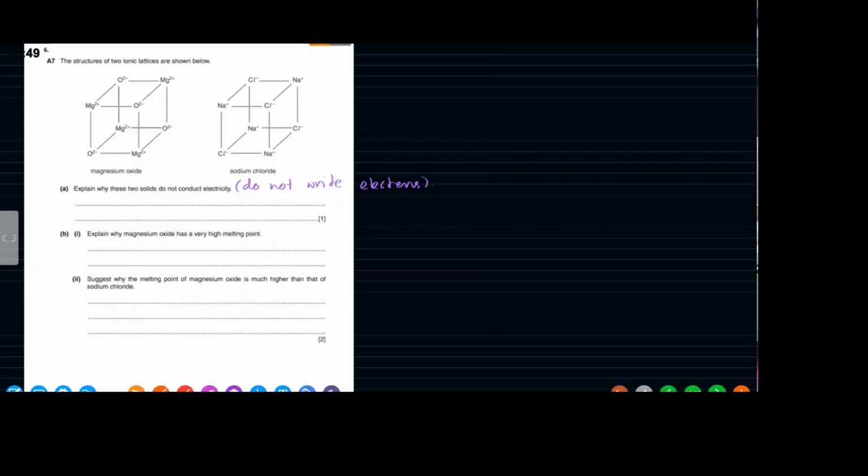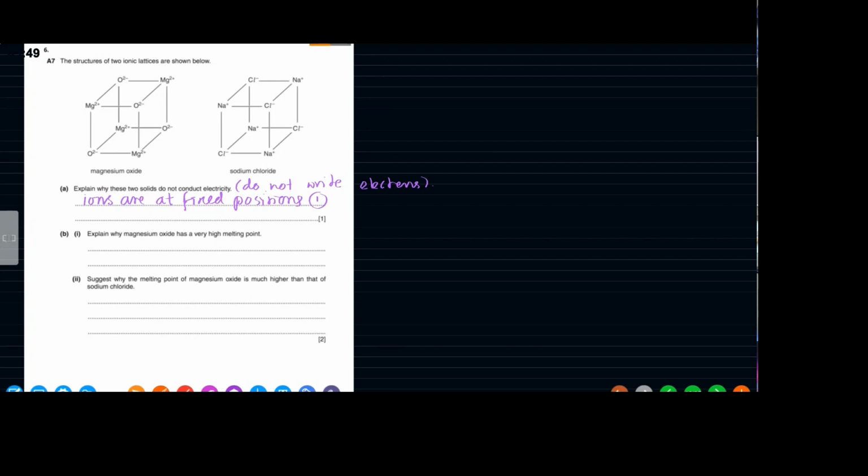Solids do not conduct electricity because you have to say the ions are at fixed positions, or ions are not allowed to move, right? So anything mentioning that ions cannot move will score 1 mark, right?